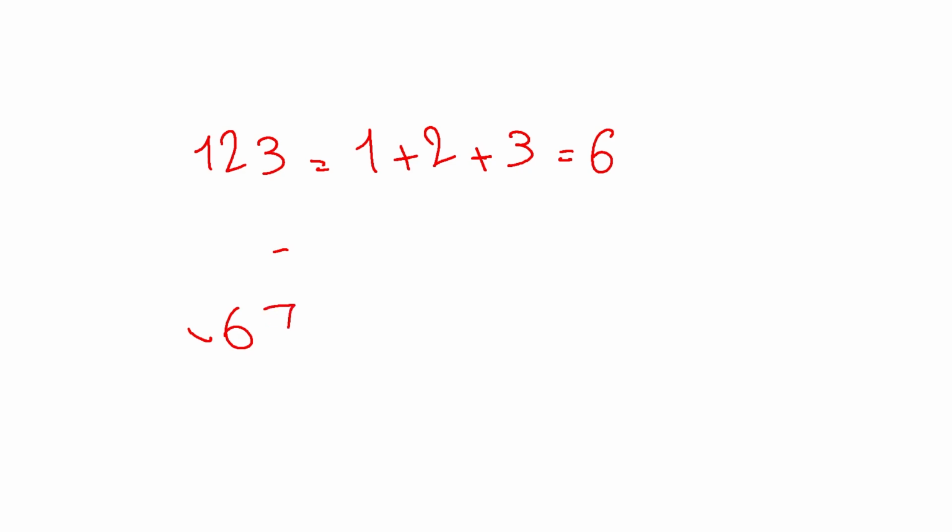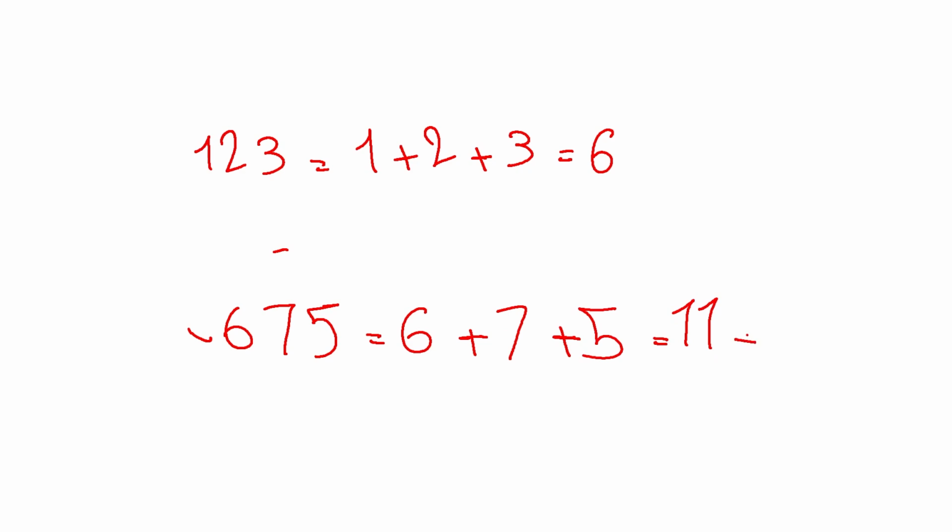So, here's the question. The input is 1, 2, 3. We have to return the sum of its digits. 1 plus 2 plus 3 equals 6. And let's try another example. Something like, let's say 6, 7, 5, equals 6 plus 7 plus 5, which is 13, and plus 5 equals 18. And it should return 18. And this is a very easy Python question.